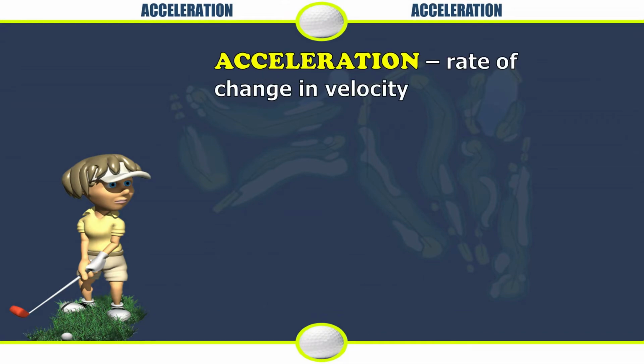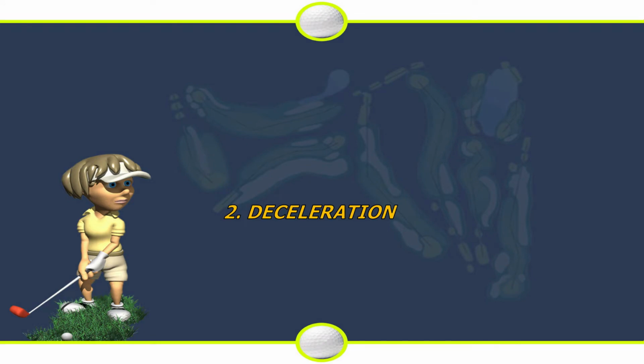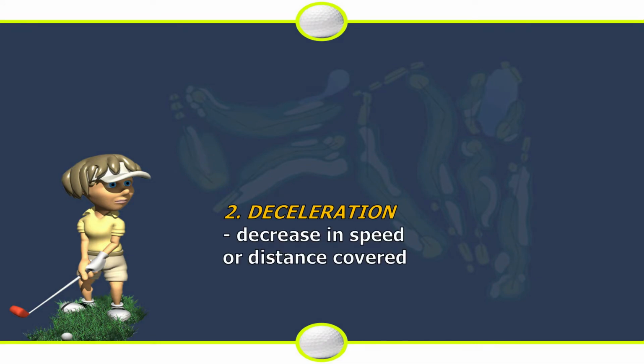Next one for the rectilinear motion is the concept of acceleration. Acceleration is actually the rate of change in velocity. There are different types of acceleration. The first is the positive acceleration, wherein the object's speed is increasing or the distance covered is increasing. Second is deceleration, wherein there is a decrease in speed or distance covered.